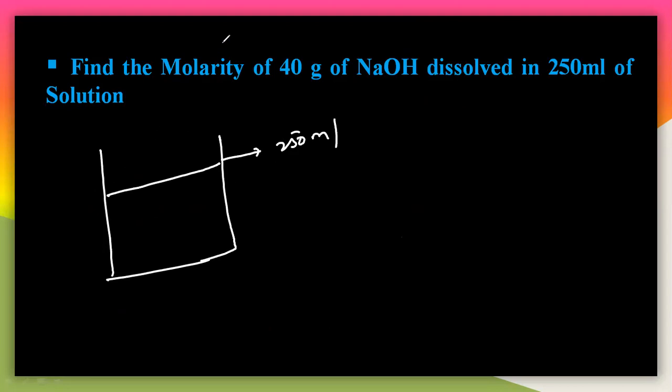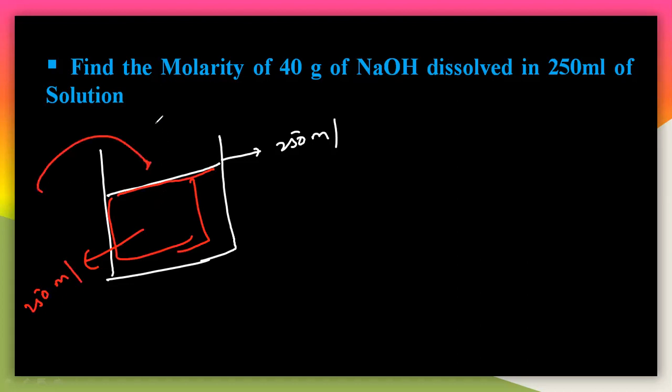So let us understand these things. You have taken the volume. Find the molarity when 40 grams of NaOH is dissolved in 250 ml of solution. That means the volume of this solution is 250 ml. Now the question is, we have added 40 grams of NaOH. So what is the molarity of this?